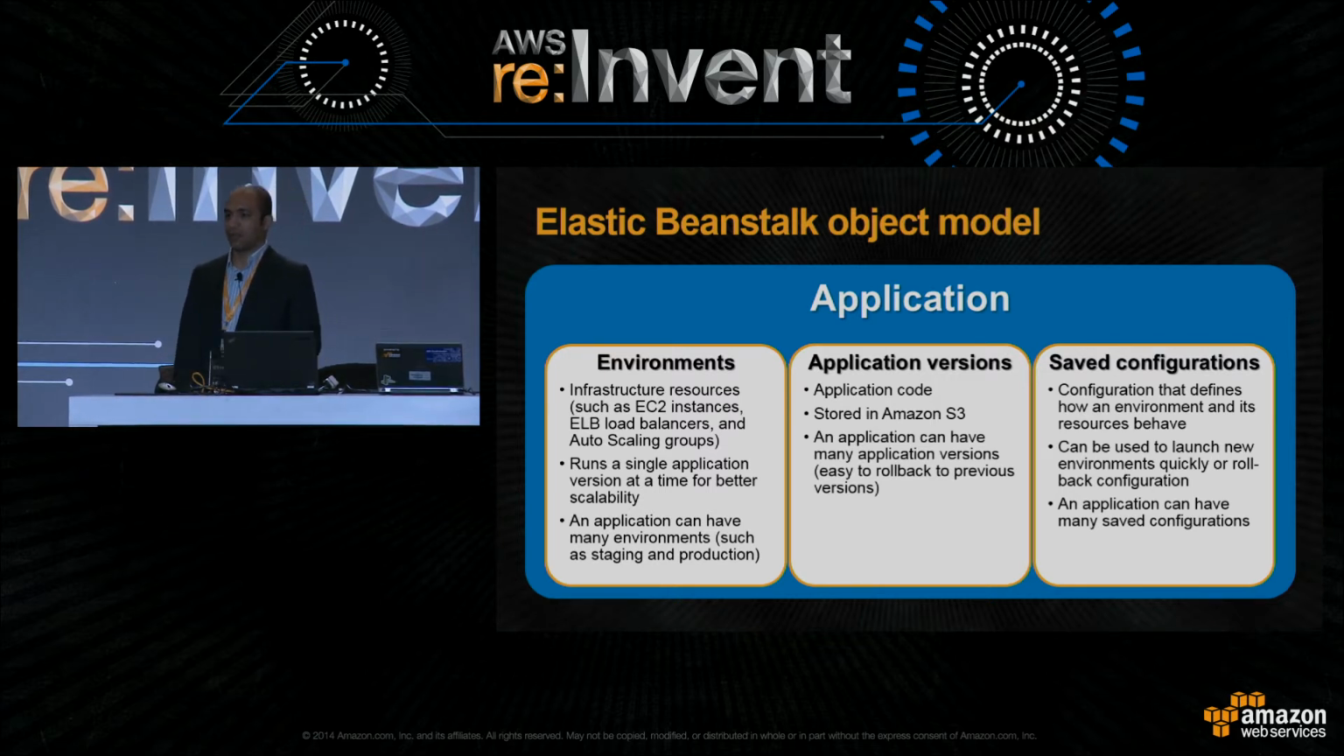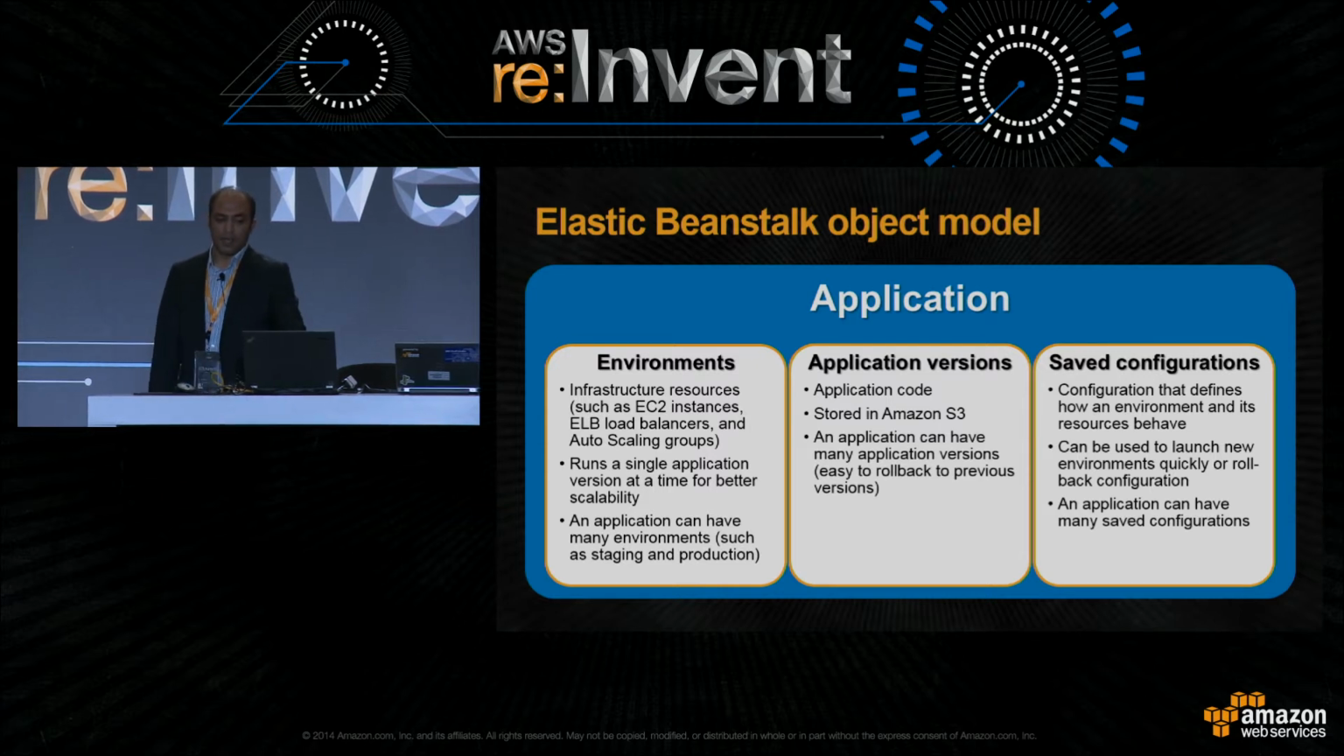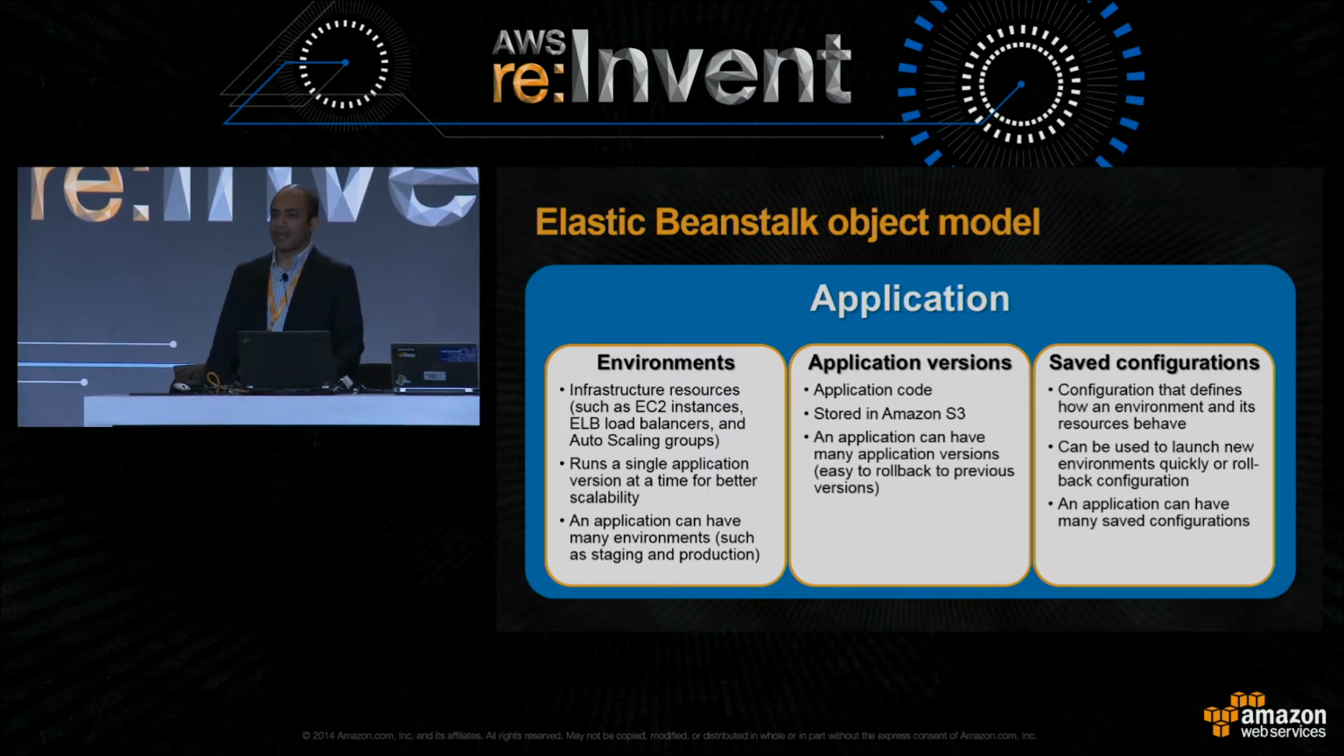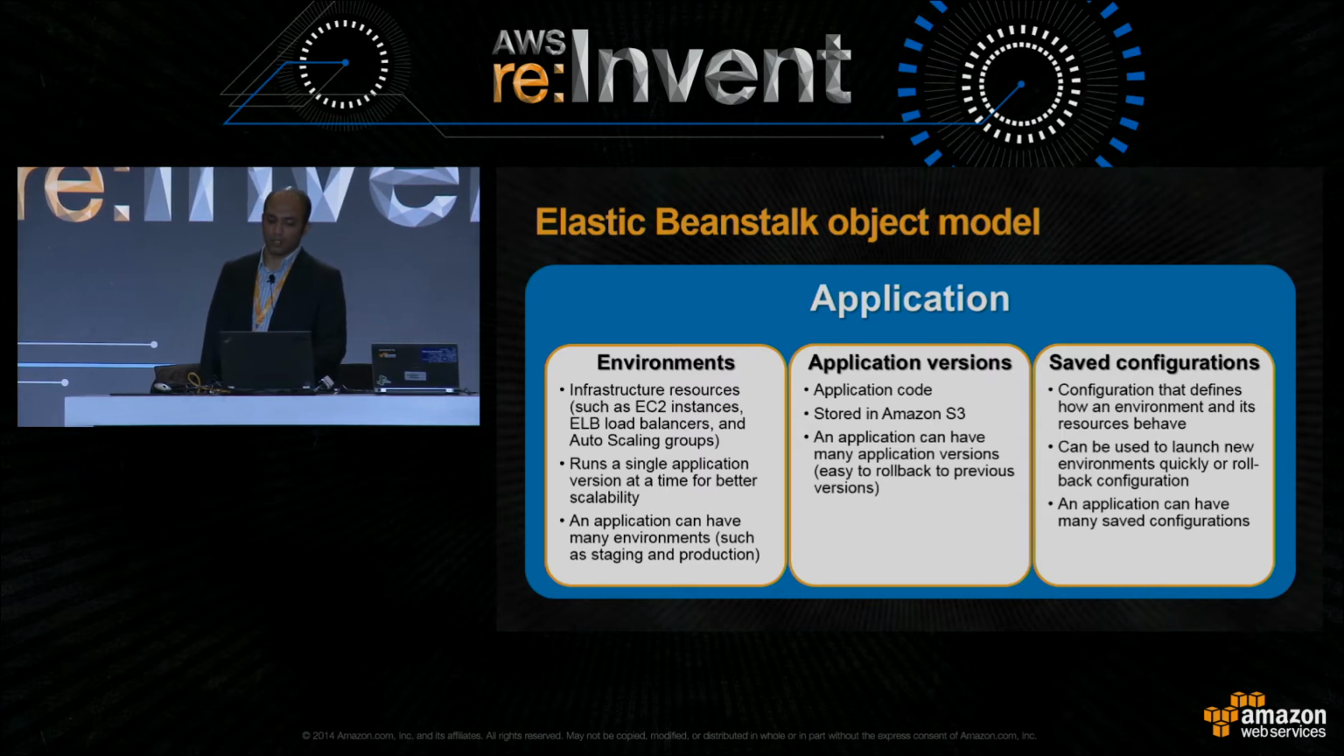This is for better scalability. And an application can have as many environments. So for example, if you want to do blue-green deployments and you want to have a staging and a production, you can have multiple environments within an application.